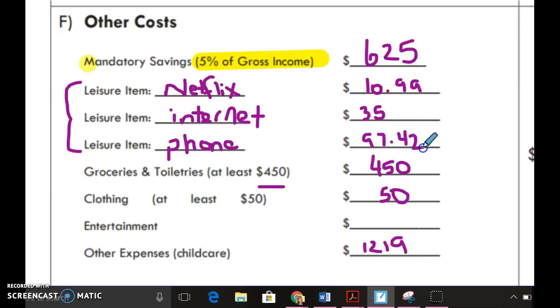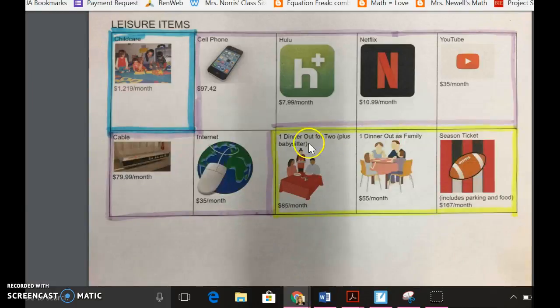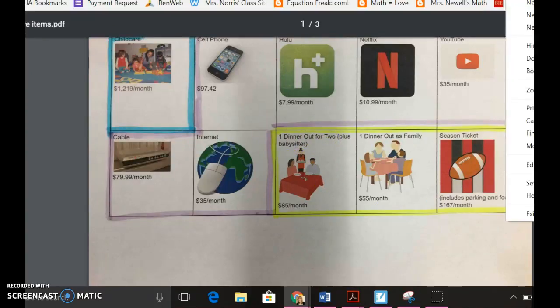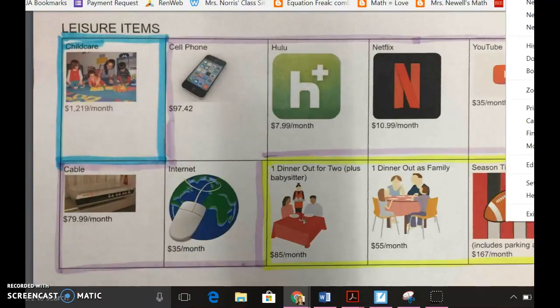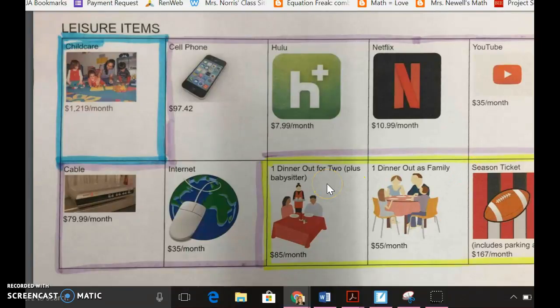And then you have this part that's entertainment. So you look back at this sheet, and entertainment is this part that I have in yellow. Entertainment is going out to eat. If you're going to take just your husband and wife, just the two of you, then you would add $85. If you know you're going to go out to eat and you're going to take the baby with you, that's $55 because you save money not having to pay a babysitter.